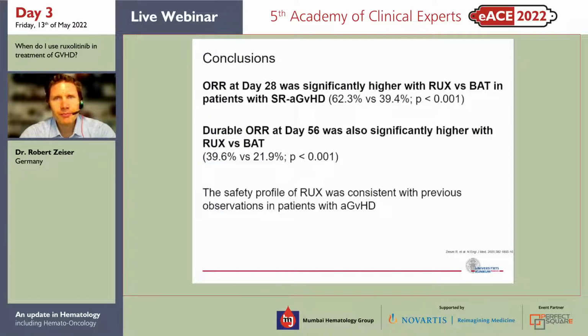And based on that, we know that RUX was approved in the US and in Europe for the treatment of steroid refractory graft-versus-host disease. And currently, the guidelines are that we should treat patients that fail corticosteroid treatment with ruxolitinib. There are some exceptions when patients are extremely thrombocytopenic, because this was one of the side effects. And when patients have an active bleeding, as well as an uncontrolled viral infection, then this drug is problematic.